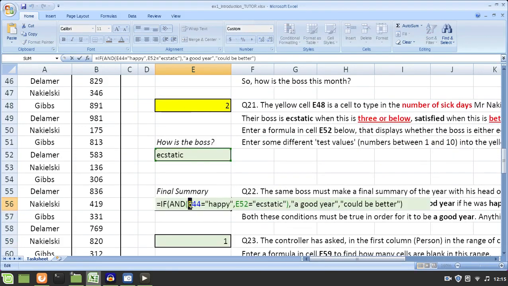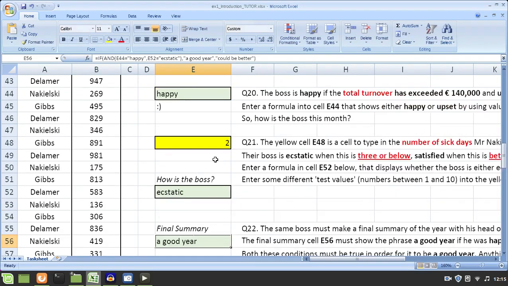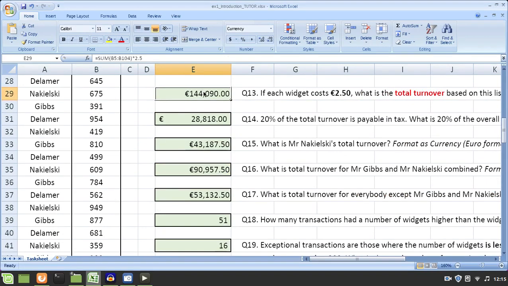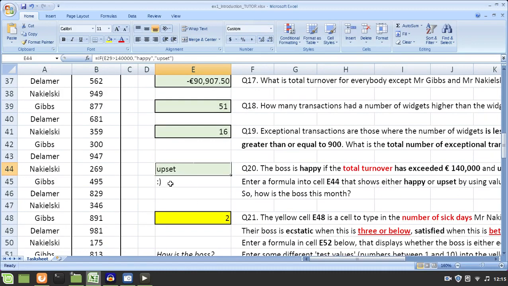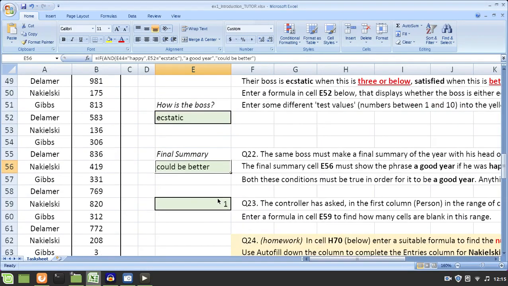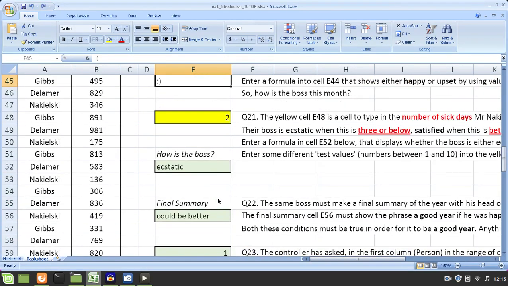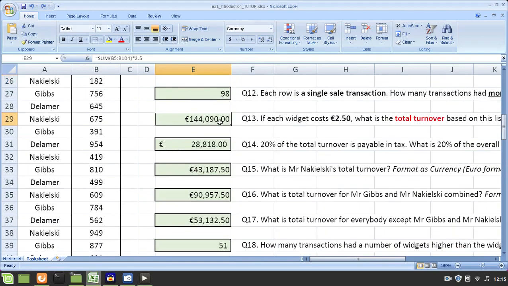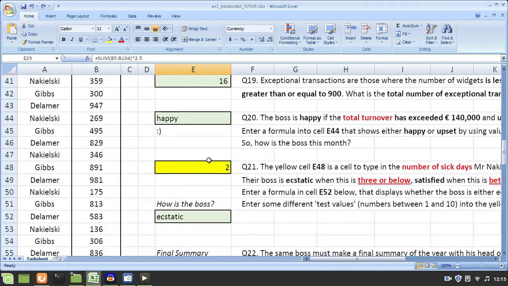We have a happy up here and we have an ecstatic in here, so that's a good year. If any one of those two things changes, for example, if I were to lower this to say 50 euros, ridiculously low figure, this becomes upset. The final summary could be better. I'll just undo my turnover, put it back to 144,000, and now you'll see the numbers return to the way they were before.